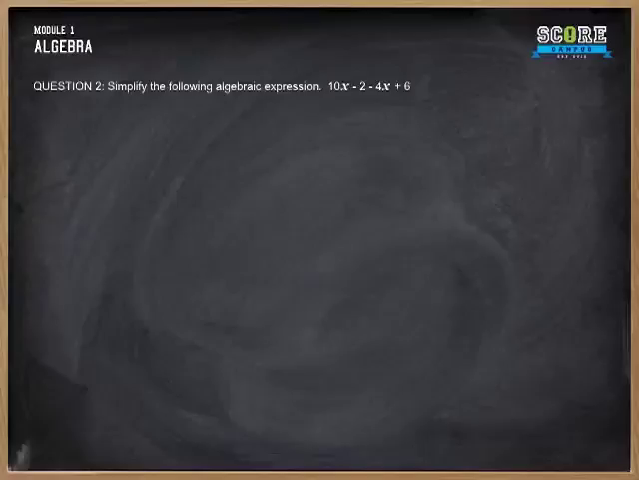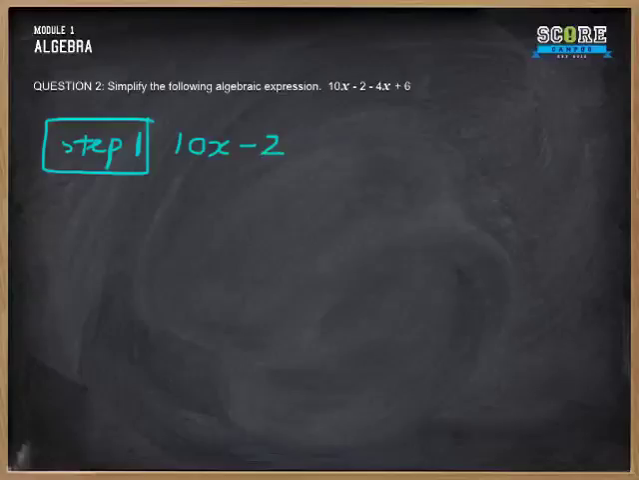As you move on from here, when you go to secondary 1, sec 2, and all the way to your universities, you'll always be taught to rearrange these terms. So step 1, let's rearrange them. Let's write the original first, and then we move on to rearranging them from there. 10x minus 2 minus 4x plus 6.